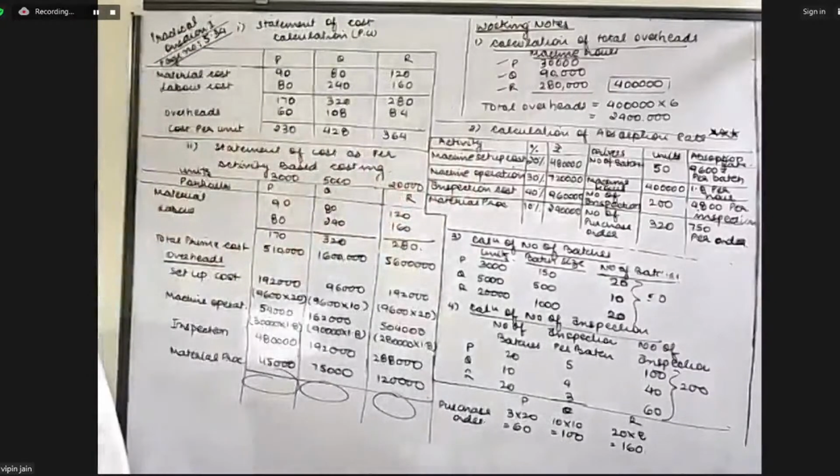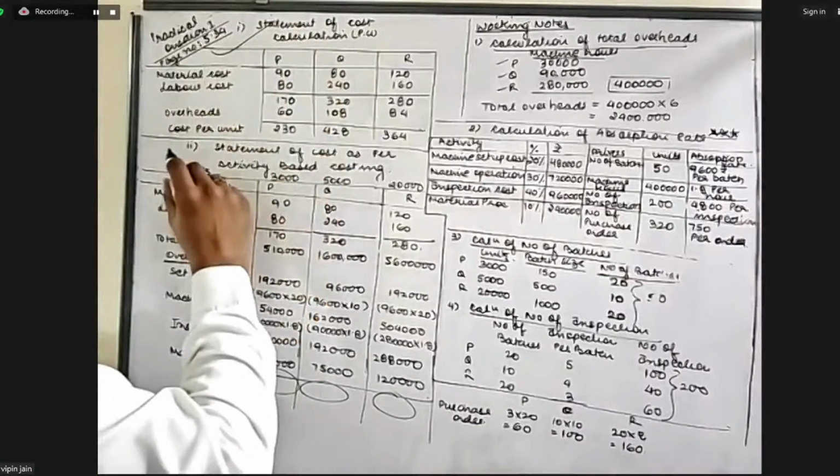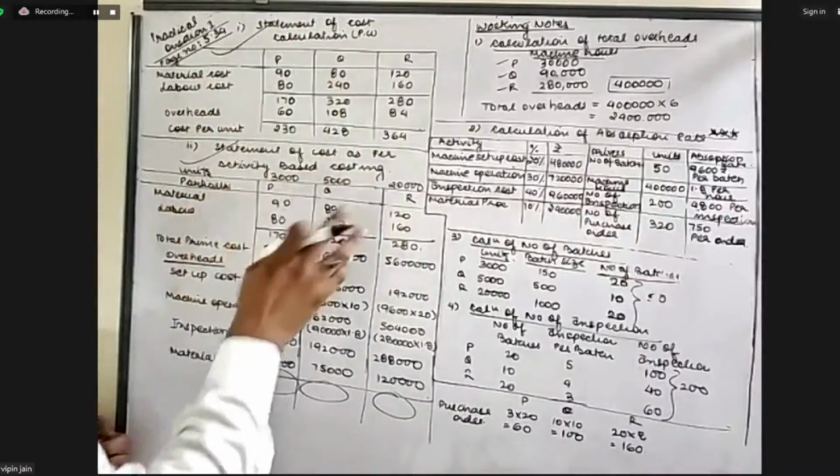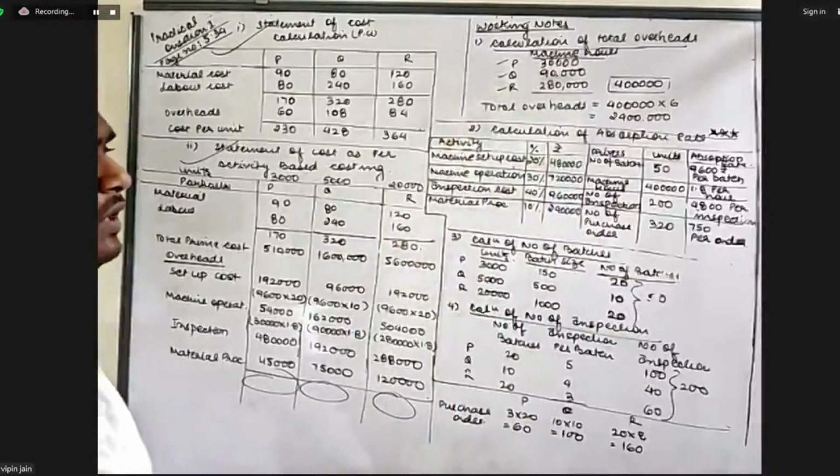I request you guys to please copy the solution. Again, the first step is what? The statement of cost as per traditional system. Second is statement of cost as per activity based costing. Now rest all will form part of the working of your answer.